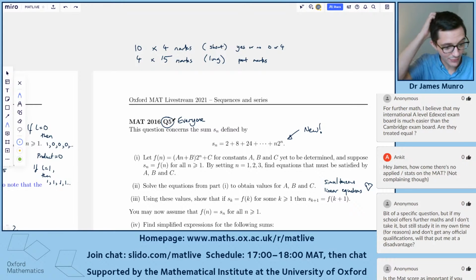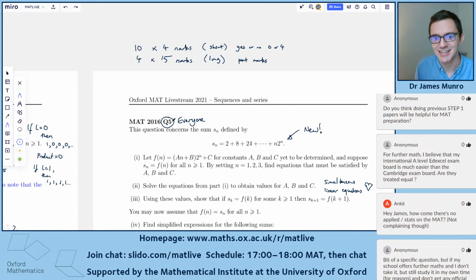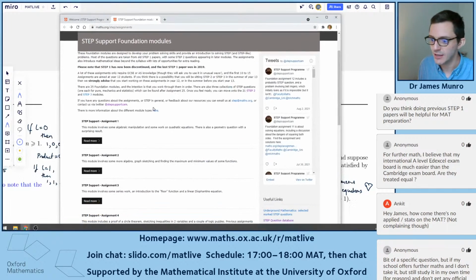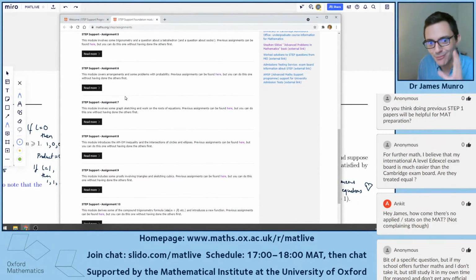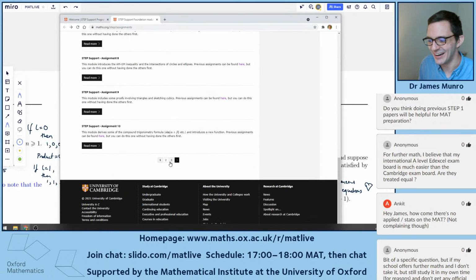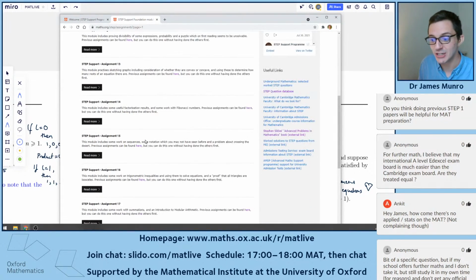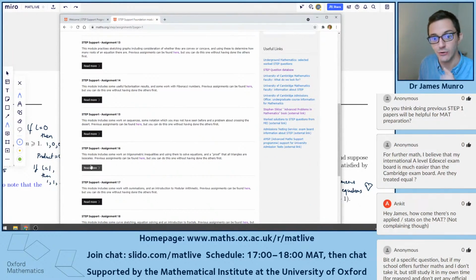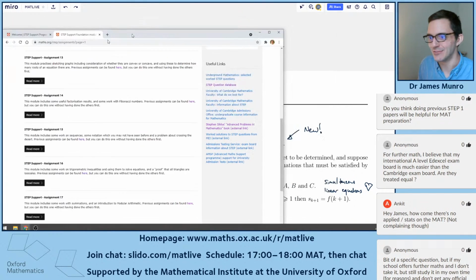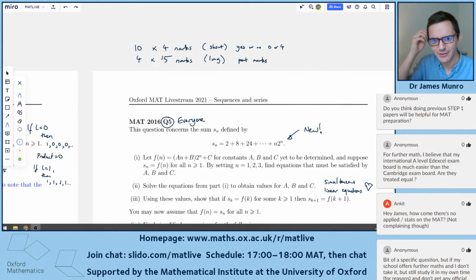Do I think STEP 1 is helpful? Yes. STEP 1 used to be a test that had tricky maths questions on. STEP 1 uses more maths. It uses all of A-level maths. So if you're looking at STEP Support foundation modules, one of the problems with the STEP Support programme in terms of maths preparation is that eventually you get onto topics that are not included on the maths test. You start looking at questions and thinking, oh, I don't know how to do this one. Maybe that's because it's not something I know yet.